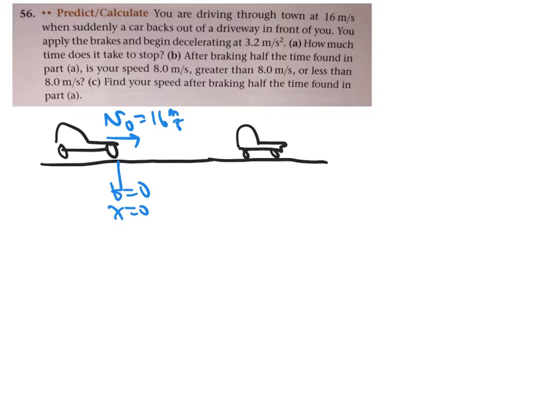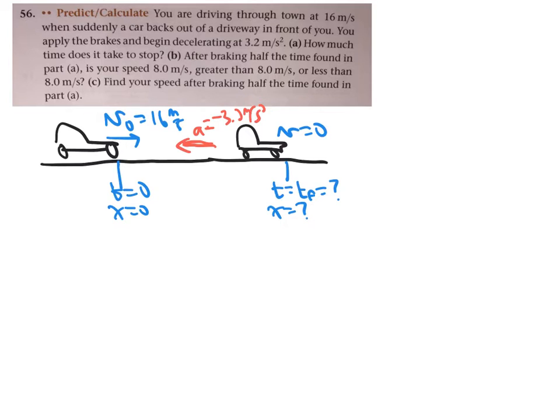And then at some later time, which they tell us we're looking for, I'll call this time equals tf, which I don't know, and a position, which I don't know. The velocity is 0, and during that entire time the car is decelerating, which means it's accelerating against its velocity, so it's accelerating that way. And we're going to put it in as minus 3.2 meters per second squared.